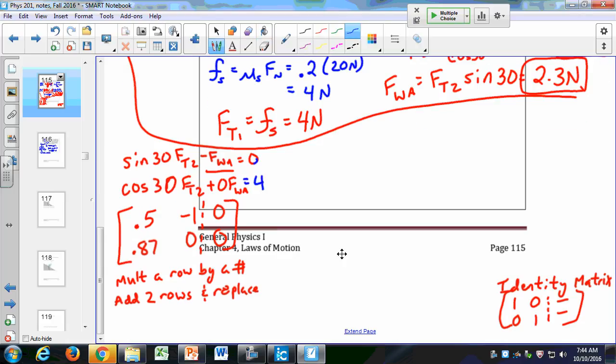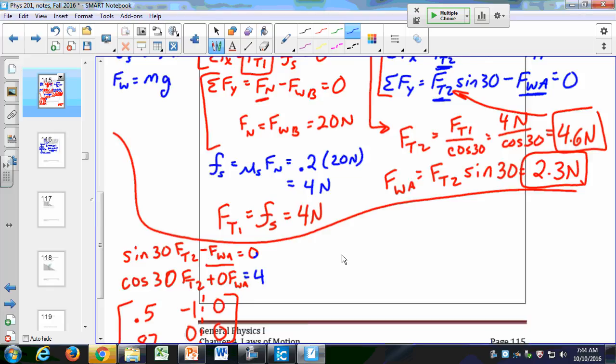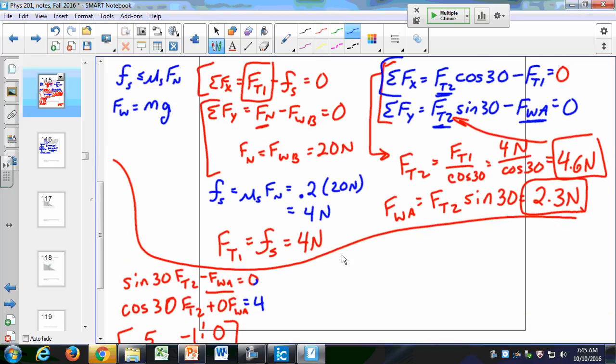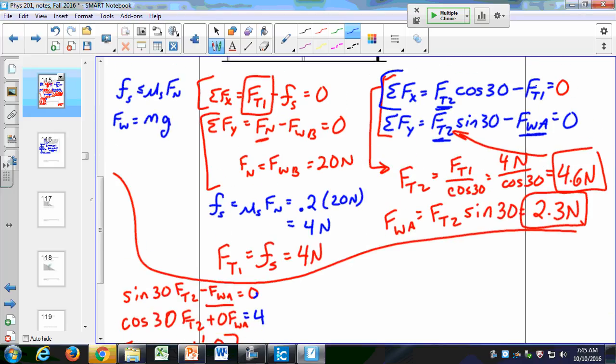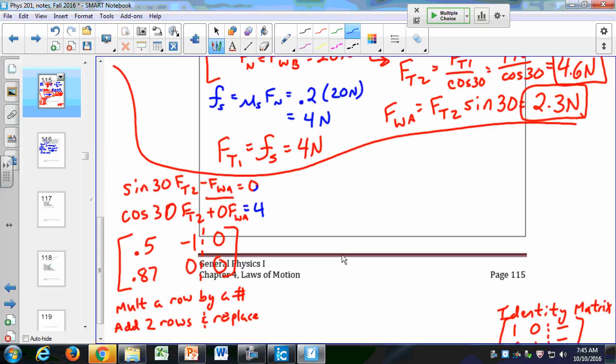Because that comes back from our equation, where was it? The FT2 cosine 30, right here. Because I know that FT1 is equal to 4. Is that right? Yeah, FT1 I found was equal to 4. So I'm just going to put a 4 there. That means that down here, I get 4 instead of 0.